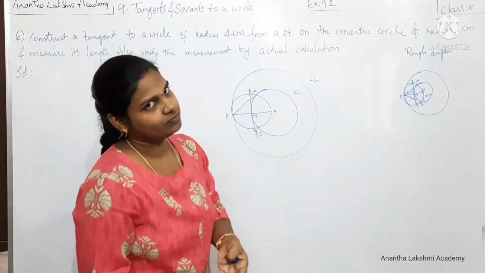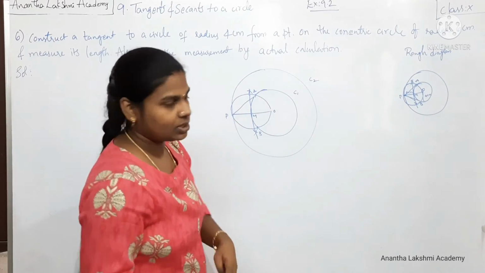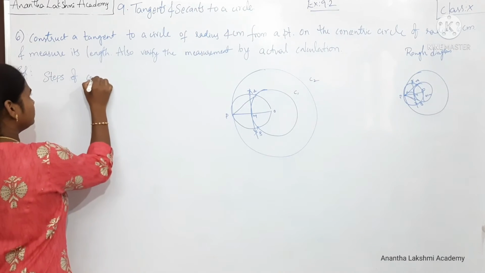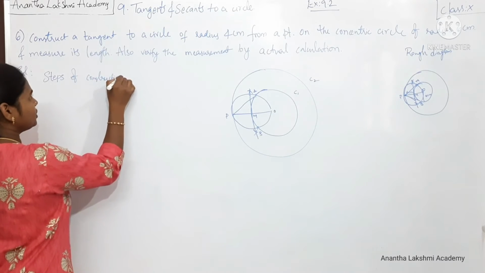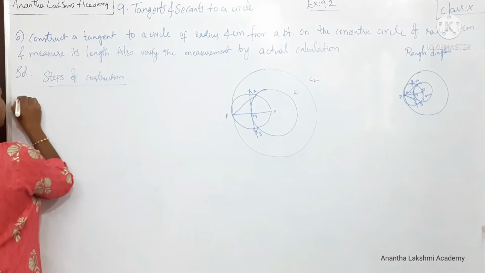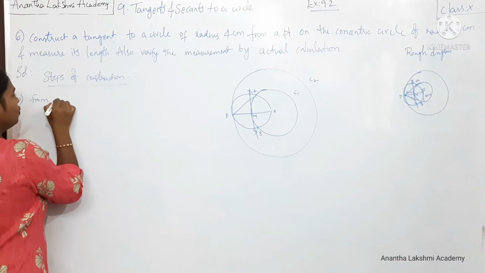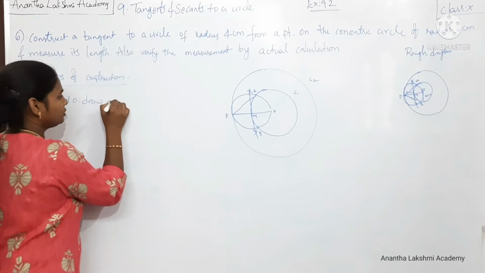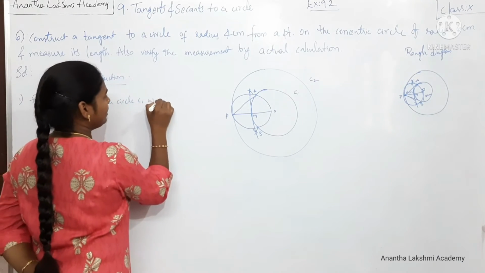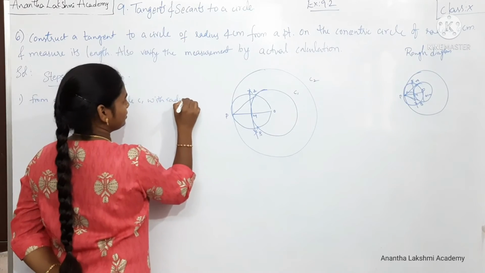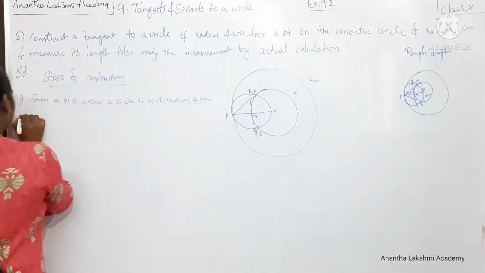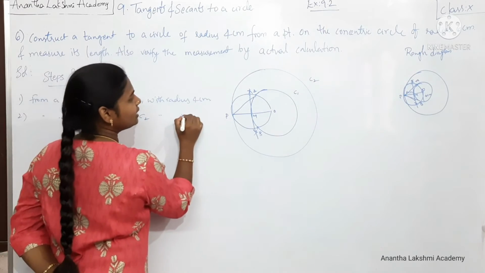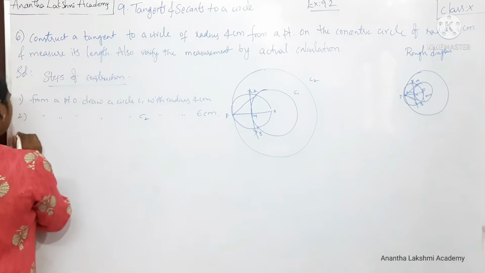Alright. So this is a geometrical construction, so we need to write steps of construction. Steps of construction. First one, from a point O, draw a circle C1 with radius 4 centimeters. Next, from the same point O, draw one more circle C2 with radius 6 centimeters.